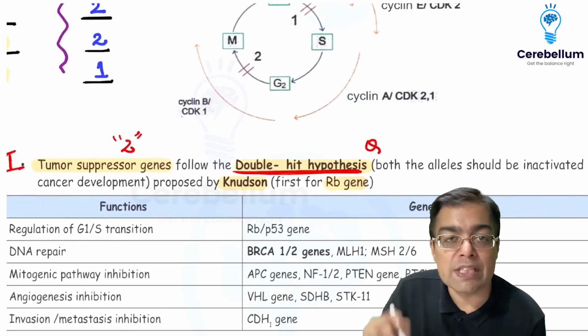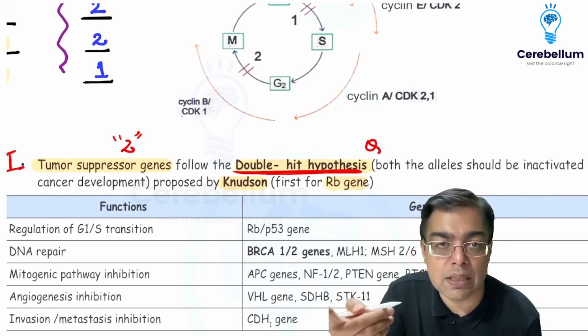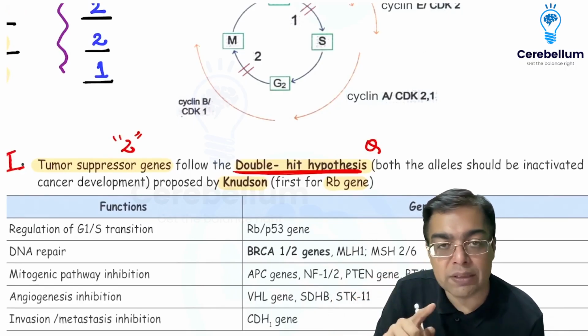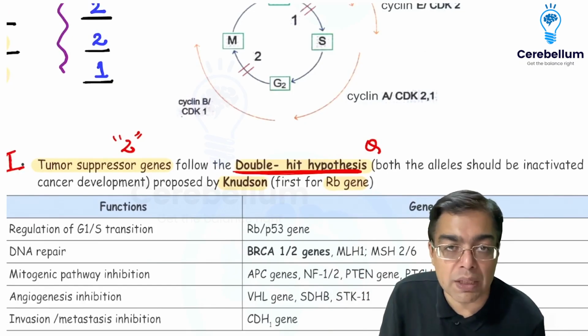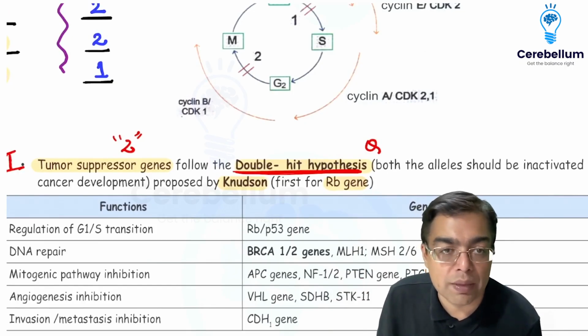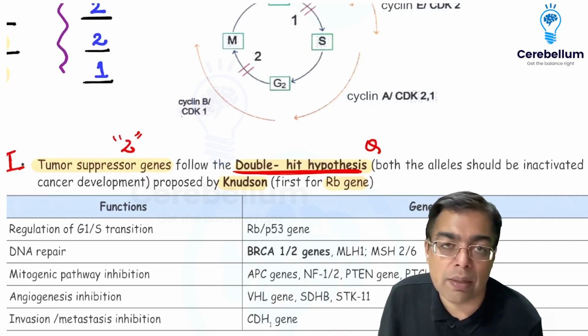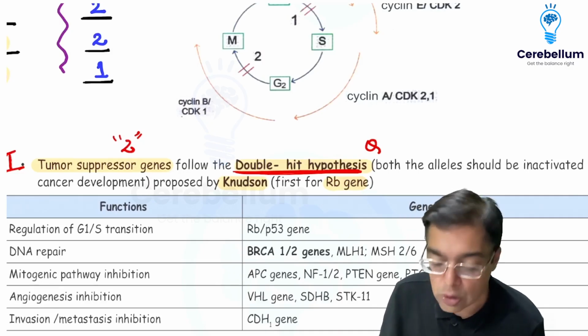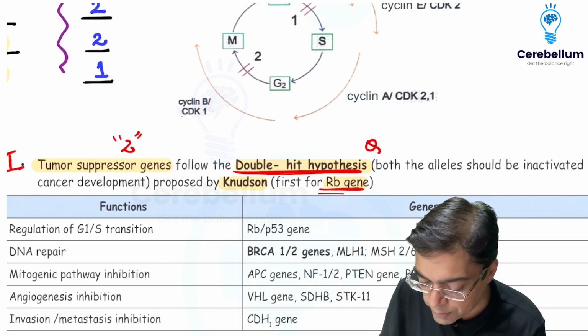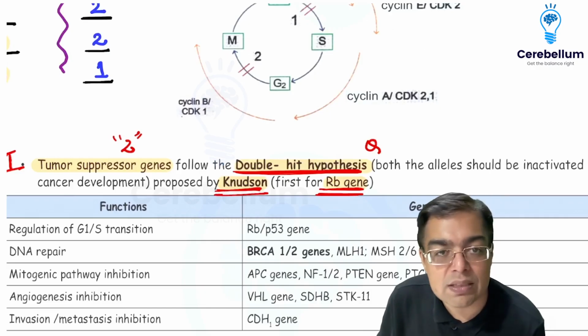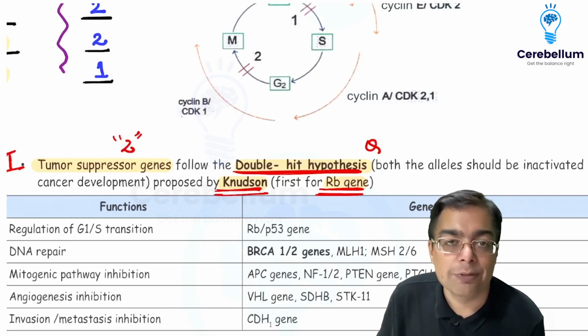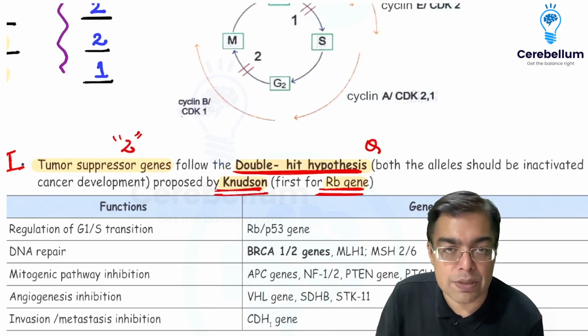So proto-oncogenes, even if one gene is mutated, chances of cancer is going to increase. But in case of tumor suppressor genes, both the genes have to be altered or mutated. Only then the chance of cancer is going to be there. And this was first discovered by a gentleman in association with the RB gene or the retinoblastoma gene. And the name of the person, as most of us are familiar, is Mr. Knudson. So Knudson's double hit hypothesis was first explained in association with the RB gene, right?